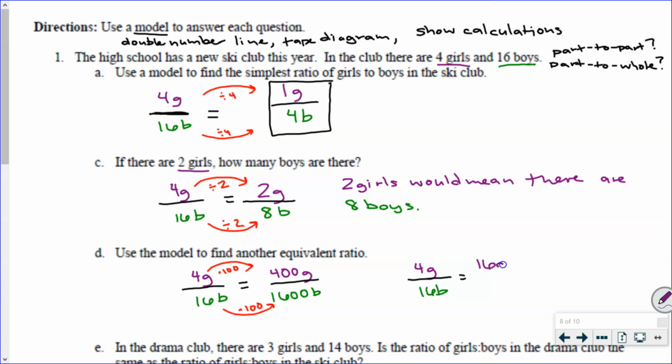16 girls and 64 boys. And how did you get 16 girls and 64 boys? Multiplied by 4. Is it okay if other students multiplied by something different? Yeah, these are just examples. But the key thing is whatever we do to one, we do to the other.